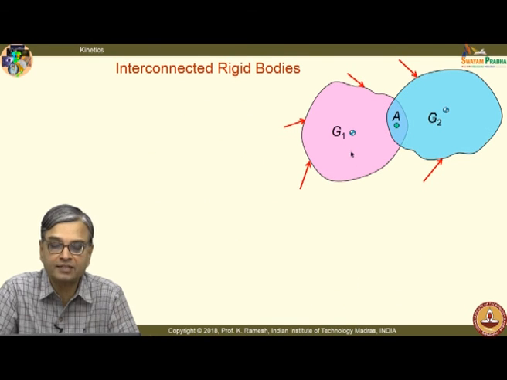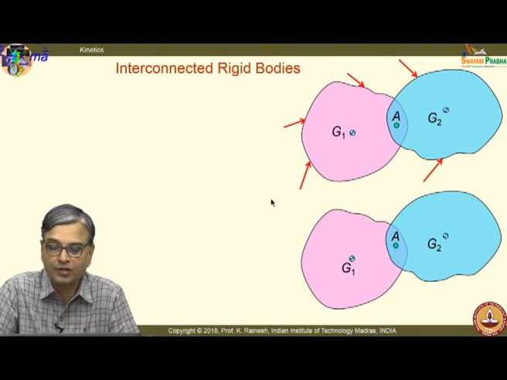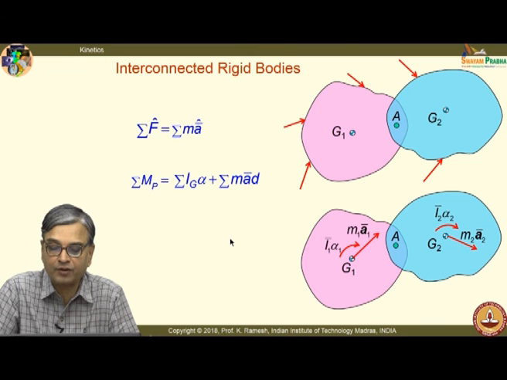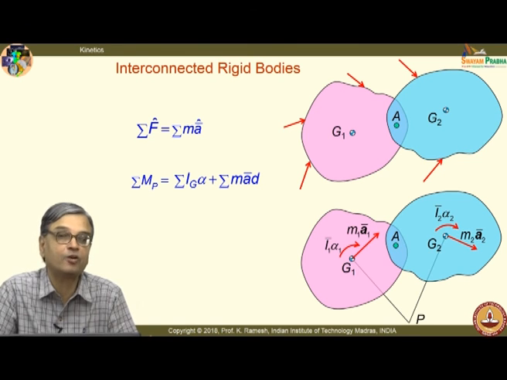And you can also extend it for the interconnected rigid bodies. You can also put the kinetic diagram for the interconnected rigid bodies. So, I have Ig alpha plus summation of m a bar d. So, I have a summation here, and I have m1 a1 bar, m2 a2 bar, and I have I1 bar alpha 1 and I2 bar alpha 2. I also have an arbitrary point P located like this.